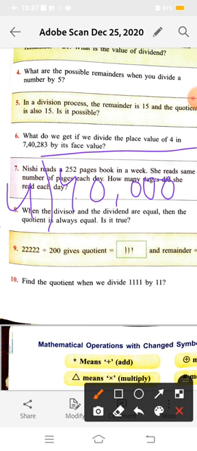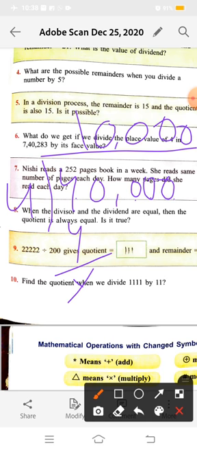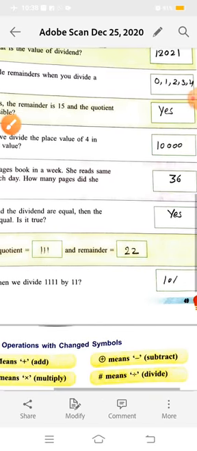So when we divide 40,000 by 4, we will get the quotient 10,000. Because 4 ones are 4, and then 1, 2, 3, 4 zeros. So we will get 10,000. Our quotient will be 10,000.